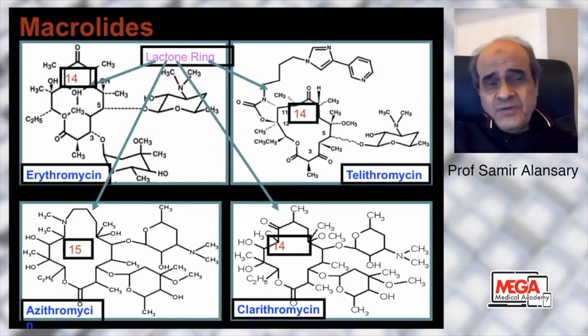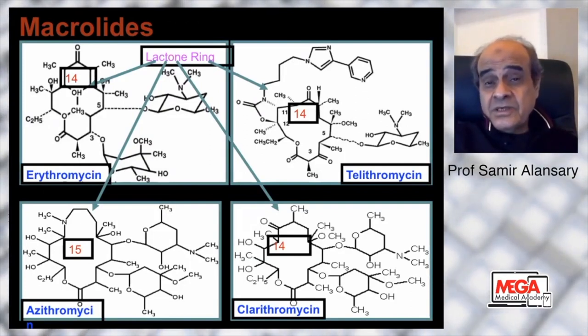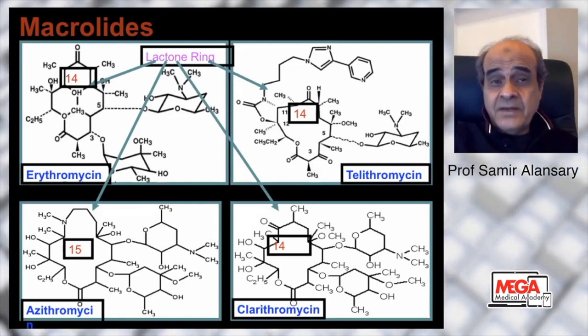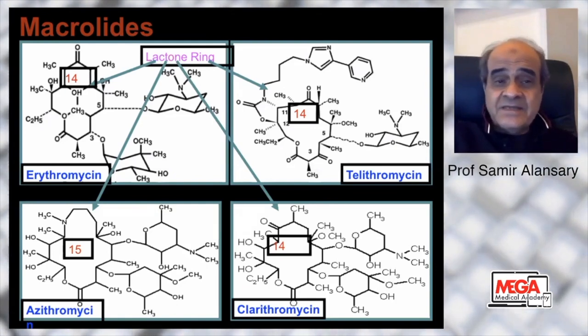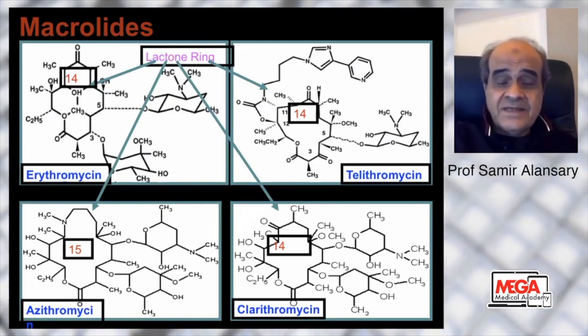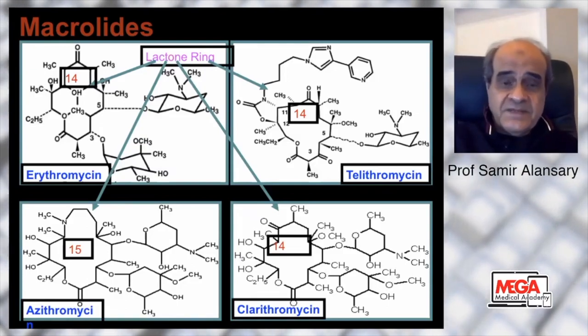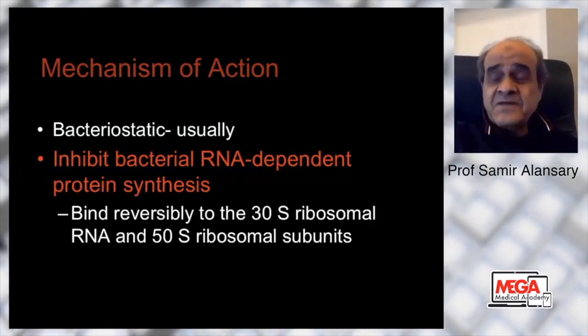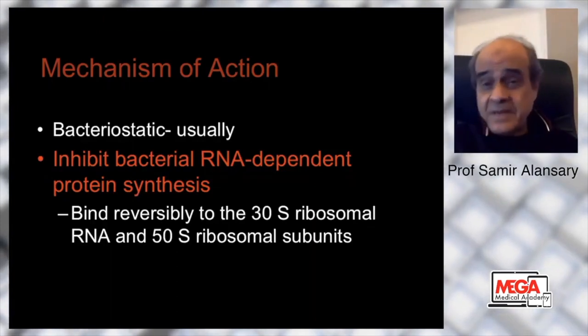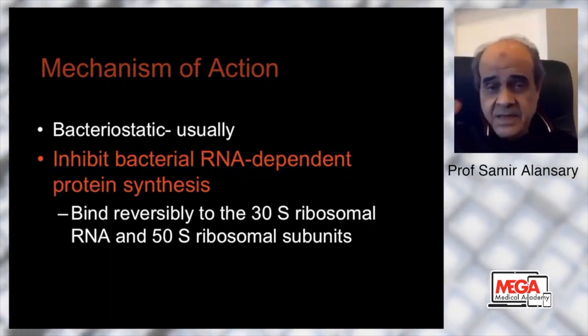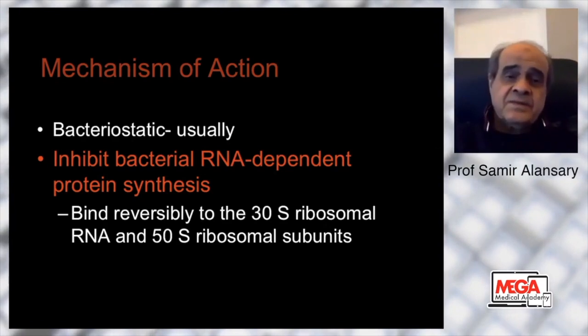If we shift now to speak about macrolides, which are characterized by a common ring, the lactone ring, as in erythromycin, telithromycin, azithromycin, and clarithromycin. These drugs are very effective, especially against atypical organisms, like chlamydia and legionella, and so on, and atypical pneumonia.